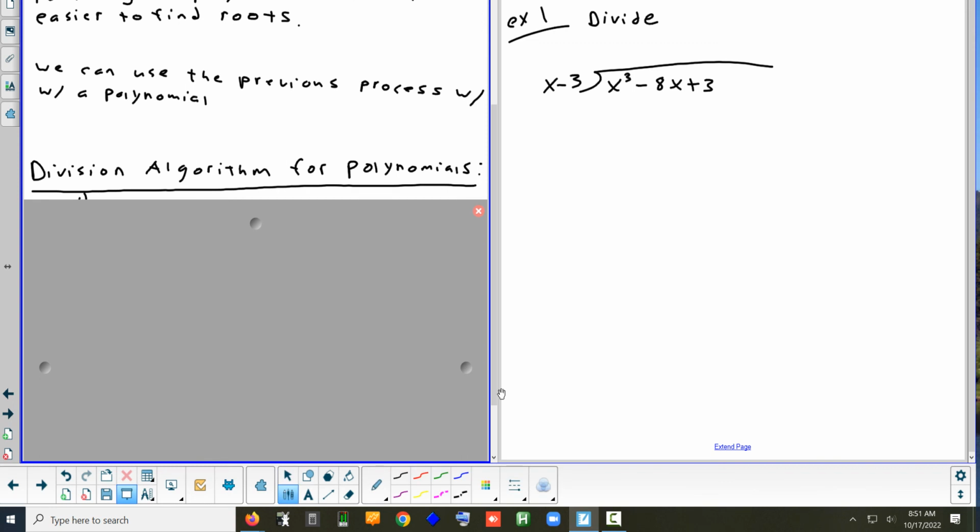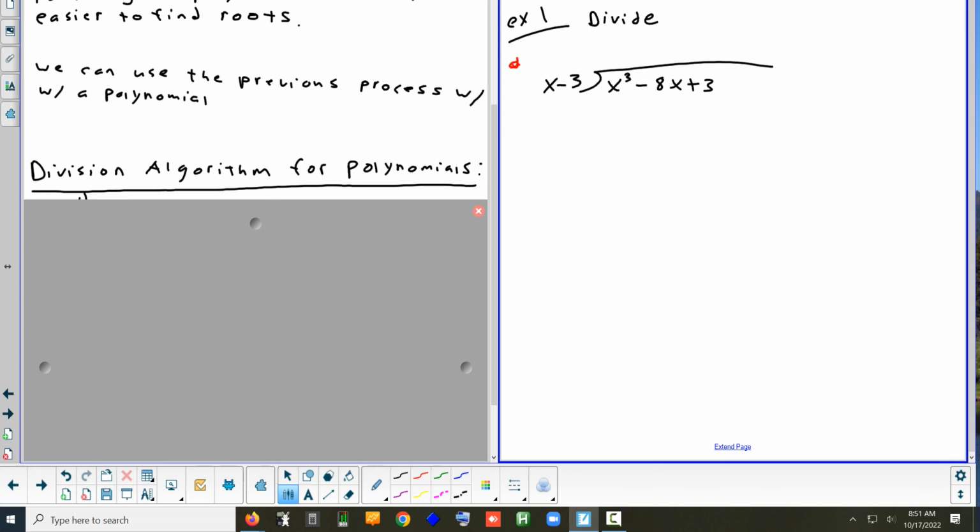A couple other terms. This is called the divisor, the number that's on the outside. And the number that's on the inside is called the dividend. Dividend, divisor. Let's put that up here. If you were to write this as a fraction with one over the other, this dividend would be called your numerator. That's what we normally call it. And the divisor is what you're dividing by. We call that the denominator. So just different words.